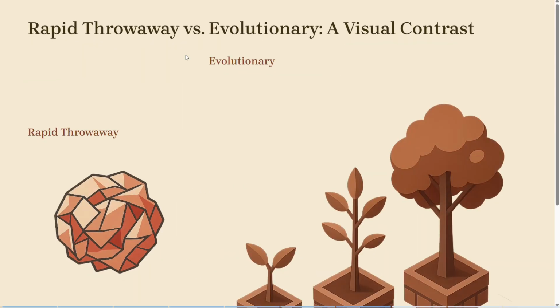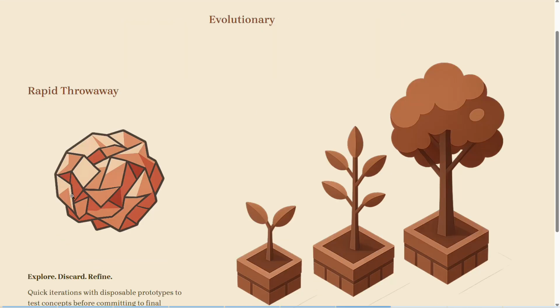So rapid throwaway or evolutionary, a visual contrast. Rapid throwaway means you can draw your models. Okay, this is your model. You can draw this model on pen and paper, and when you have understood this model, you fold it and put it in the dustbin. So this is the way. And evolutionary is like a tree: first the smallest tree, then the mid tree, then the last tree. This continuous manner is followed in evolutionary.